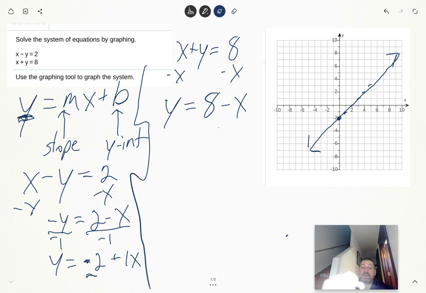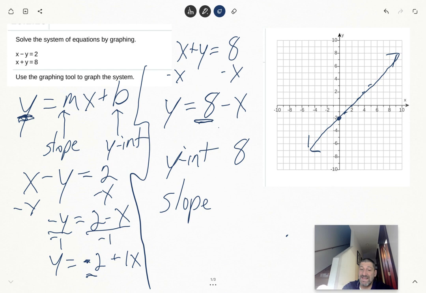Okay, so in this case, the y-intercept, the number by itself, is going to be 8. And the slope is the number next to the x. And if there is no number next to the x, then that means it would be a 1. So not just a 1, it would be a -1. So we go up to here to 8. And now instead of up 1, forward 1, we can go down 1, forward 1, down 1, forward 1.